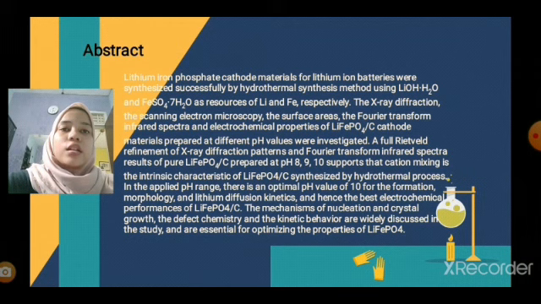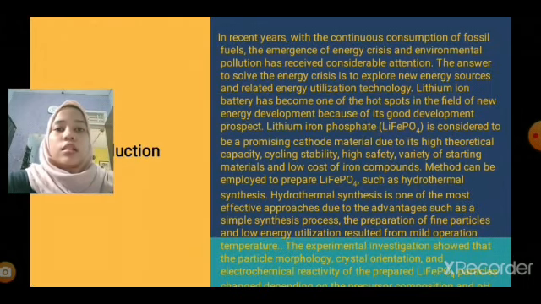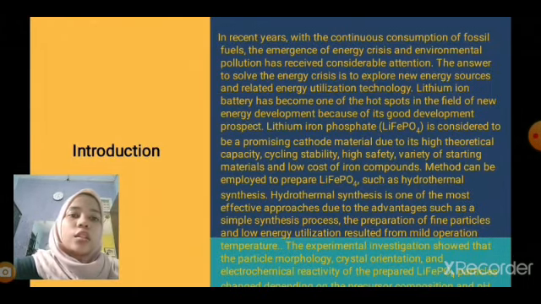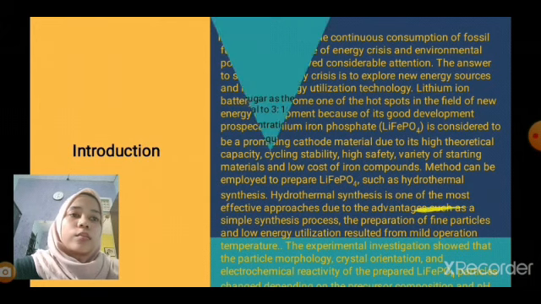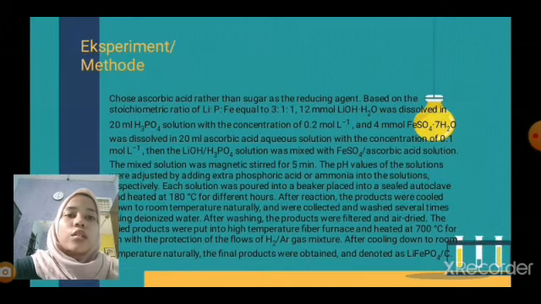Okay, next, abstract. Abstract has a purpose to describe what was done. You can see the abstract in the article. Next, introduction. Introduction has a purpose to explain the problem from the experiment, and then you can see the introduction of the article. Next, experiment or method.